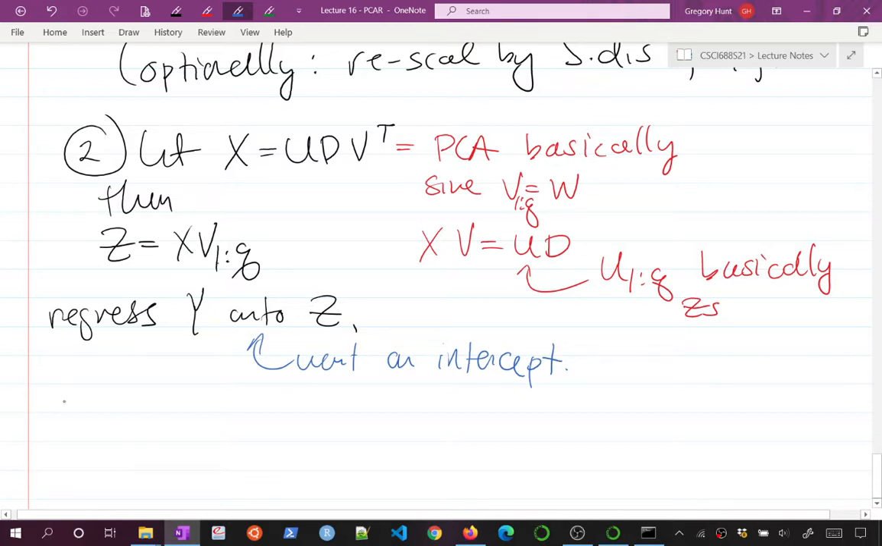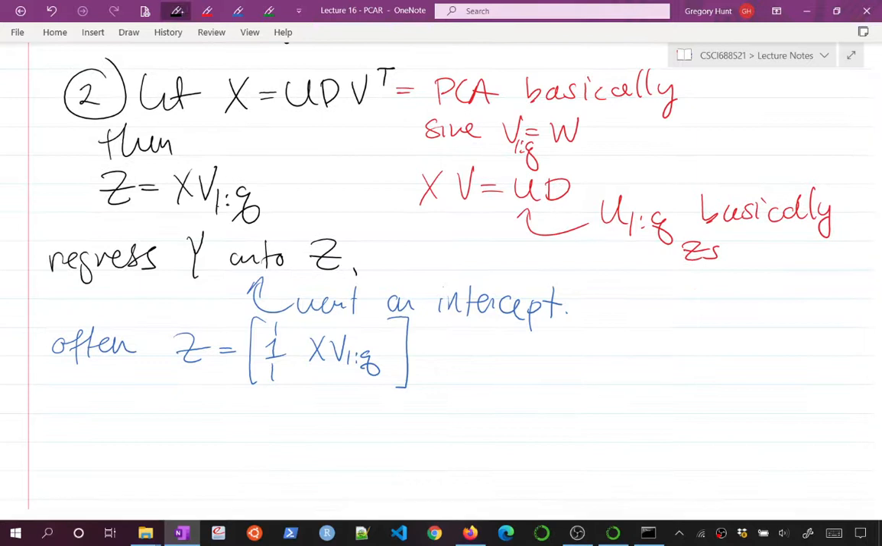Let's say often Z is really a column of ones, for our intercept term, which basically includes the intercept, and then the rest of it is X times the first Q columns of V. And then we regress Y onto that. What does that mean? This is all parenthetical, more details of implementation, but typically you'd actually include that column.